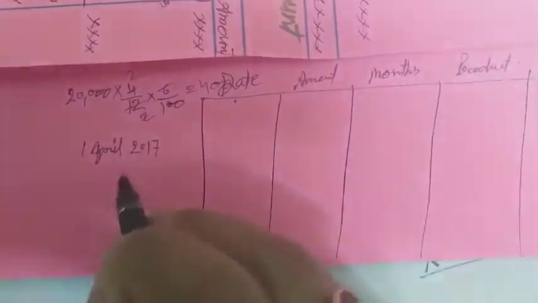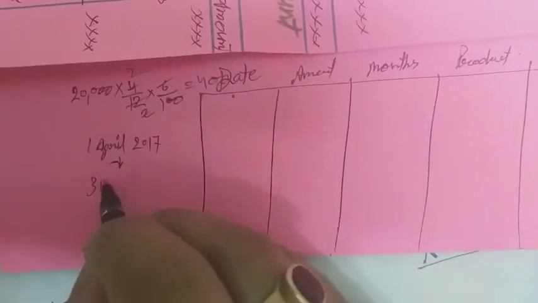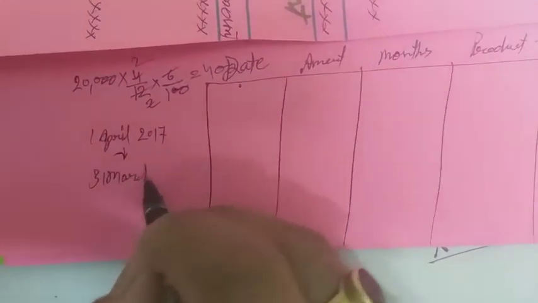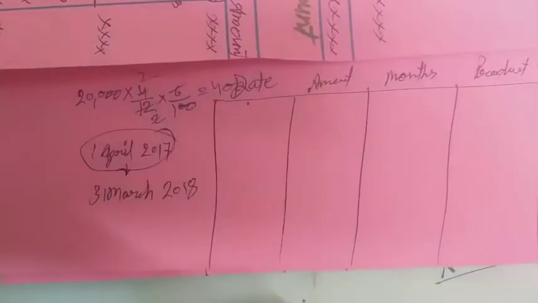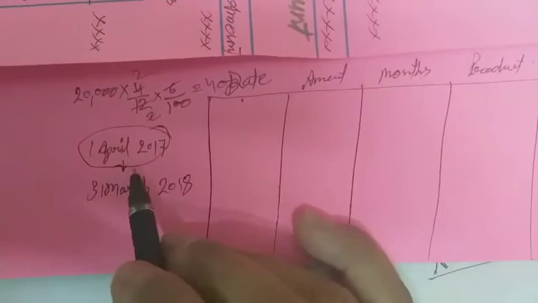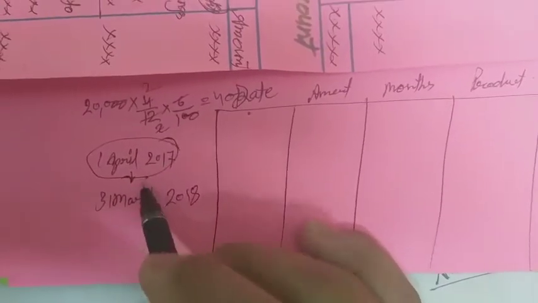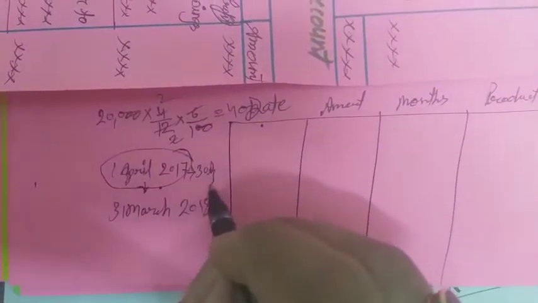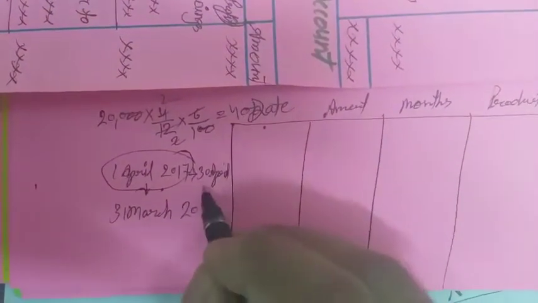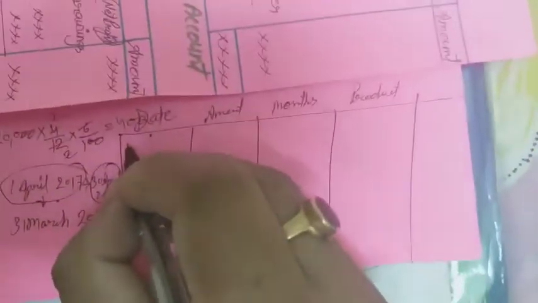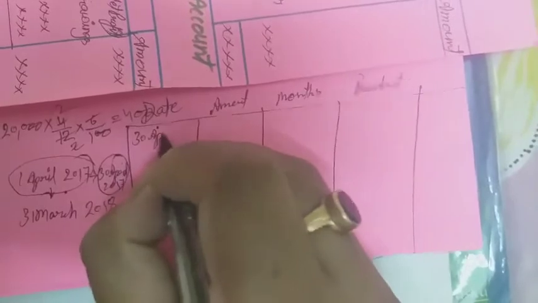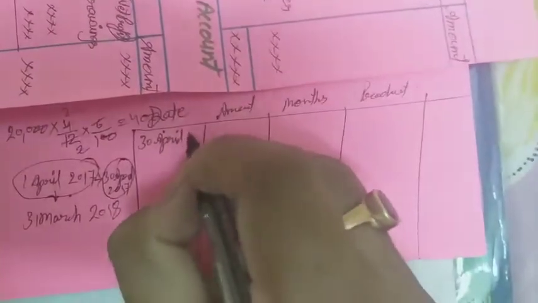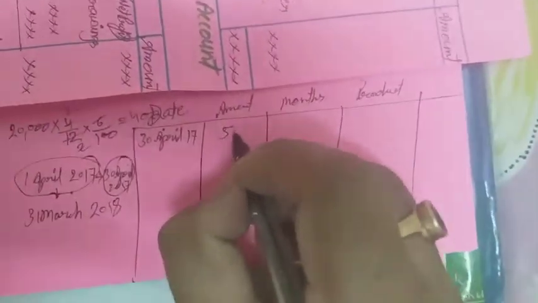2017 to 31st March 2018. So from this month he started to withdraw. At the end of this month, what will be the date? 30 April will be the last date of this month. So he started from this date to withdraw the amount. First, 30 April 2017, he withdrew 5,000 rupees.